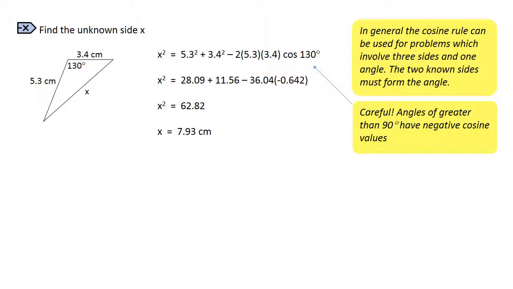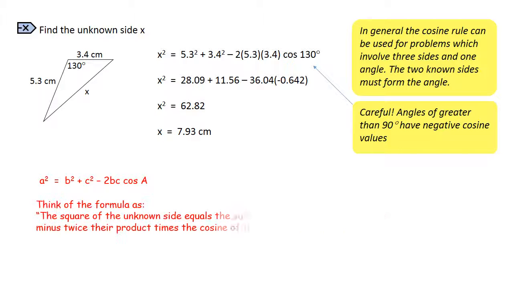With cosine rule questions, it's probably best not to start out by writing out the formula. The labelling of your triangle is unlikely to match the A, B and C that are used in the statement of the cosine rule. So rather than learn the statement of the cosine rule in terms of A, B and C, it's probably best to learn the form of this formula. It goes like this. The square of the unknown side is equal to the sum of the squares of the other two sides minus twice their product times the cosine of the angle in between them.